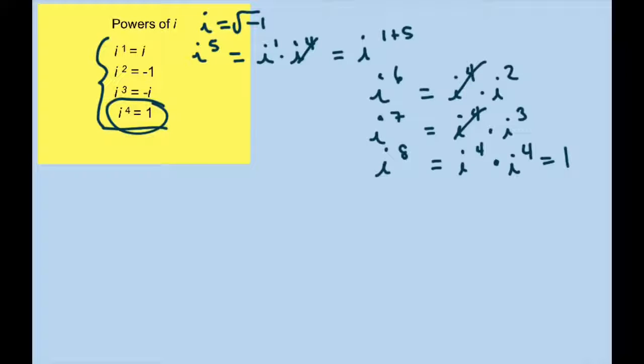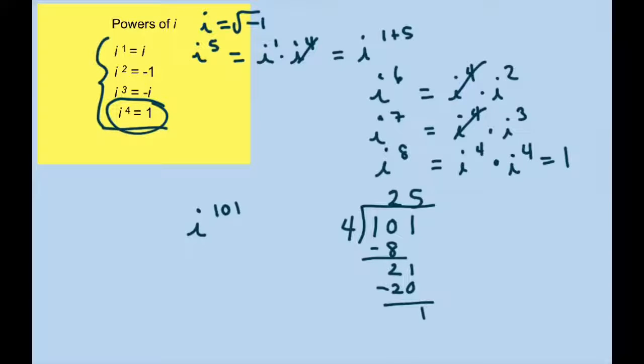Sometimes on ACT tests, they'll give you something like, what is i to the 101 power? So all you do is take 4 into 101. 4 goes into that 25 times. So that's 100. Sometimes you can do this in your head. You're subtracting, you get 1. So the remainder is 1. So you just write i to the first power, which is i.